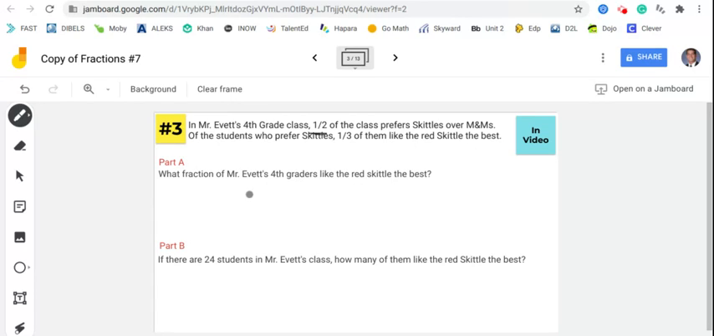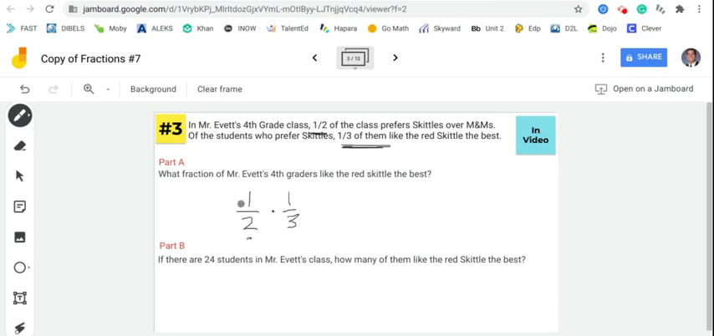Okay, so 1/2 of the class prefers Skittles over M&Ms. We know that. Of the students who prefer Skittles, which would be right here, half the class, 1/3 of them. So 1/3 of 1/2, because 1/2 of the students like the Skittles. 1/3 of half the class like the red Skittle the best. So what fraction of the 4th graders like the red Skittle the best?